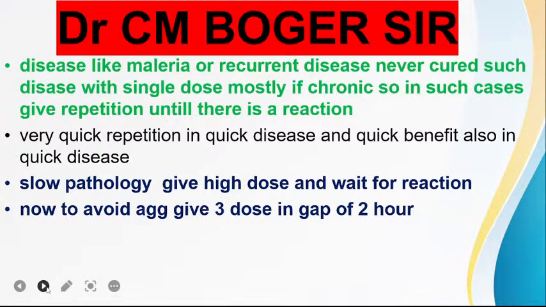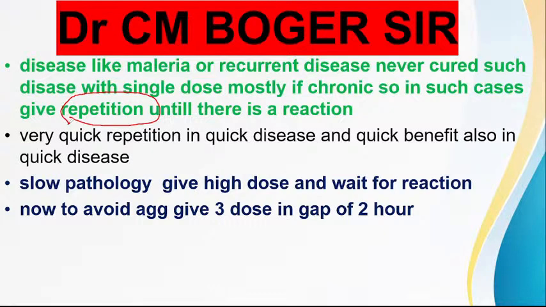So according to Dr. Boger sir, whenever there is a recurrent disease, that can be malaria or typhoid, in such cases you have to repeat the medicine. In such cases repetition is needed. So we can also apply this idea in our clinic. We can repeat the medicine in such recurrent diseases, that can be either malaria or typhoid.